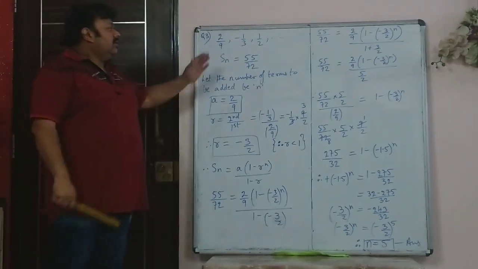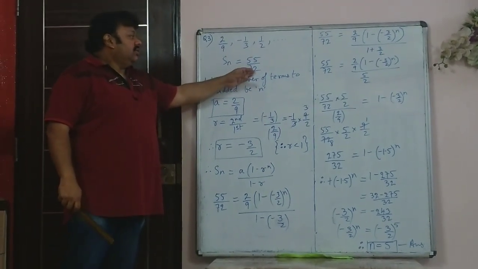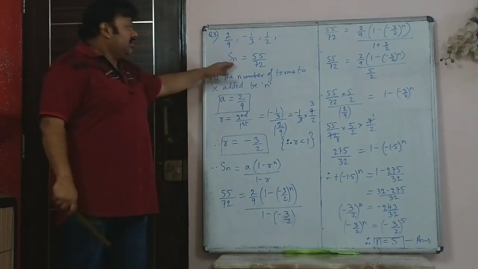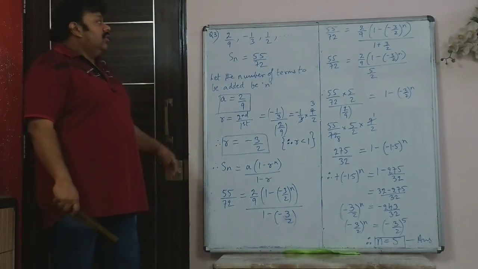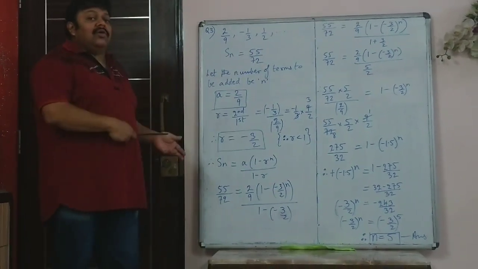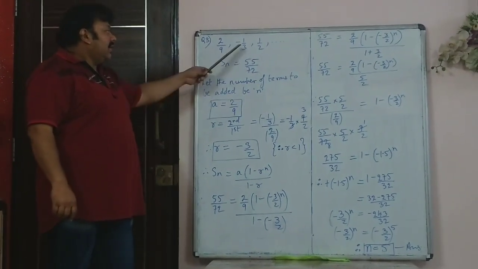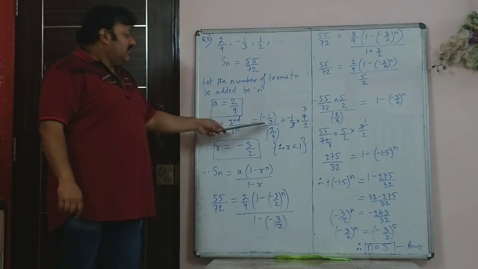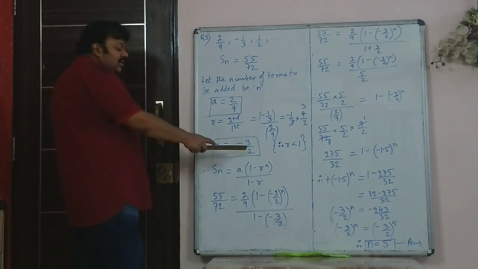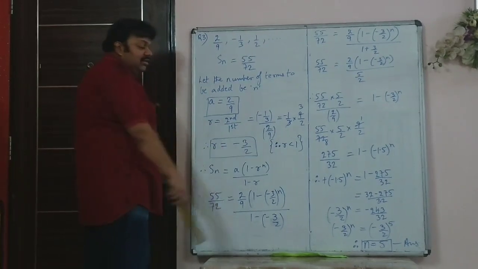Question 3. 3 terms are given and the sum of all the terms is given as 55 by 72. You are asked how many terms will be there such that the sum is 55 by 72. Now we need to find that by using the sum of n terms formula. But first, before writing what formula to use, you know that A is 2 by 9 and R will be second term upon first term. So minus 1 by 3 upon 2 by 9, that is minus 3 by 2. So this is the common ratio. Minus 3 by 2 means minus 1.5, that is less than 1.